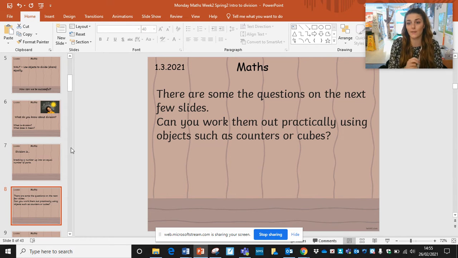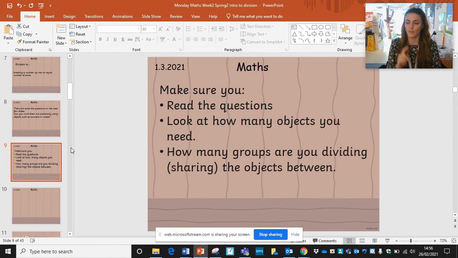So there are some questions on the next few slides that we're going to work through. Okay, I'll do one with you, and then after that, you'll have to work through them on your own. And what you are going to do is, I want you to see if you can work them out practically using objects. So it can be counters, cubes, or anything you've got at home. And I know you've been really creative with your counting and things like that over the last few weeks or longer. So if you have other objects, whether it's sweets, pasta, stones, sticks, toys, dolls, cars, okay, use those if you want to, as long as you've got something that you can physically share, okay, physically divide.